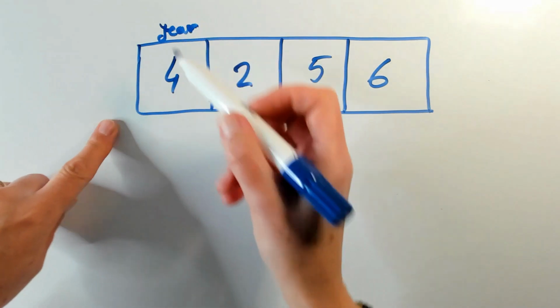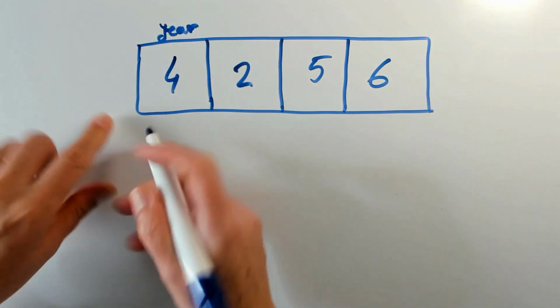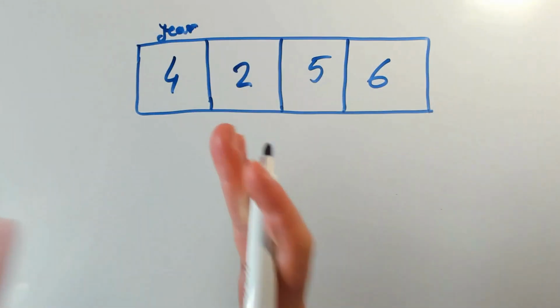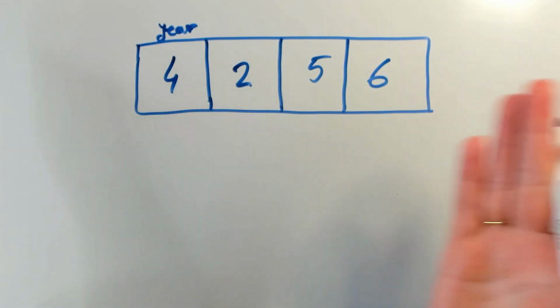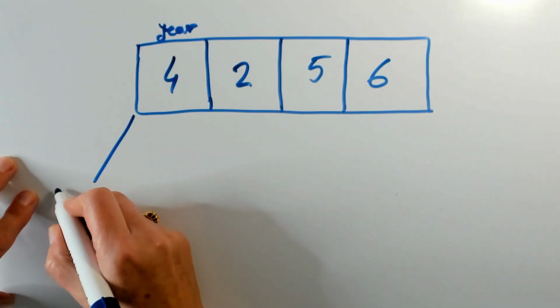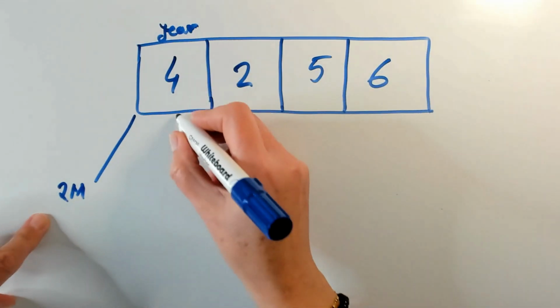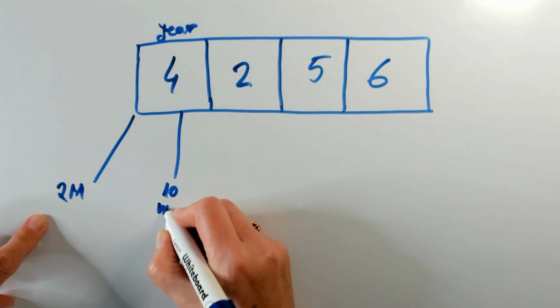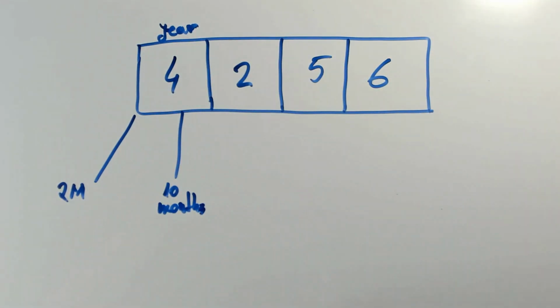So here if we have the first number 4, okay, in between the 2 months and 10 months will be the minor accident that we have from the time we take the car. Okay, so let's say that we write here 2 months, and here we are going to have until 10 months from the time we bought that car, a minor accident.